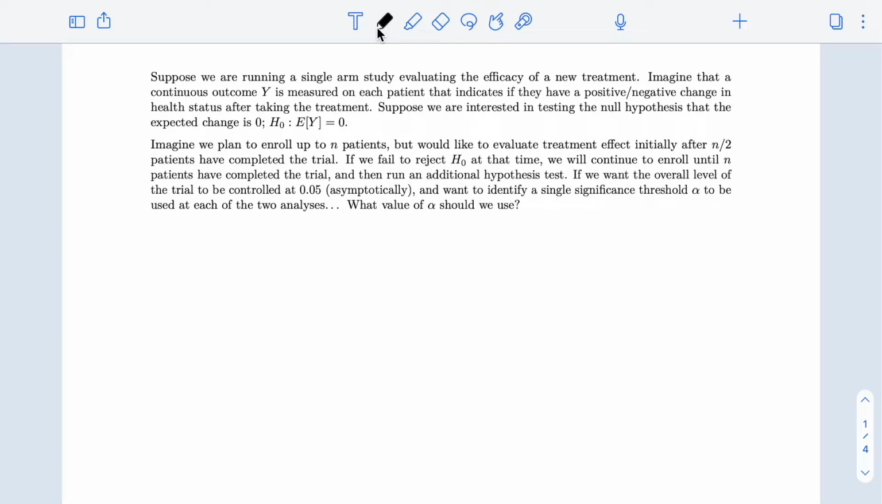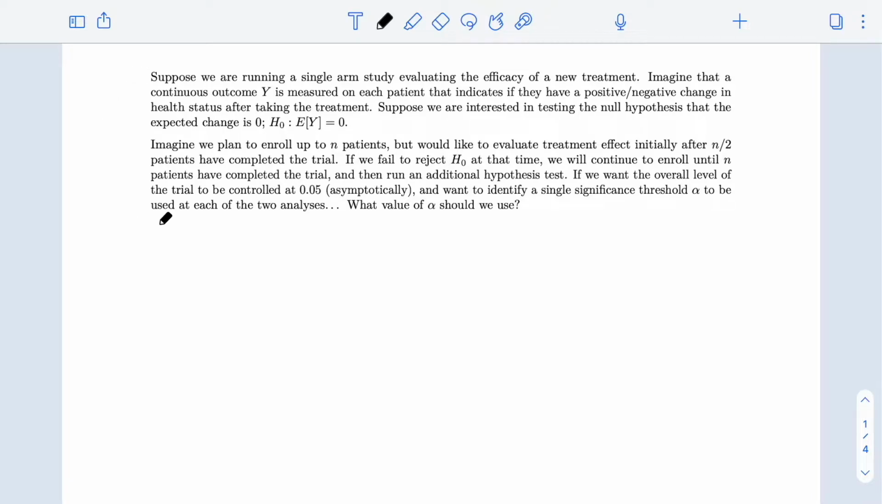We're now going to engage with some calculation related to group sequential clinical trials. For this sample calculation, we're going to simplify things a little bit, but this is very similar to the methodology that's used in general when identifying significance thresholds in these group sequential designs. The setup for this problem is what we have on screen right now.